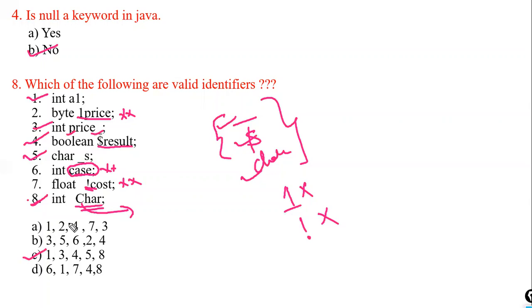As all the identifiers are case sensitive, here Character is not considered. Here char is not considered as a keyword because C is written in uppercase.